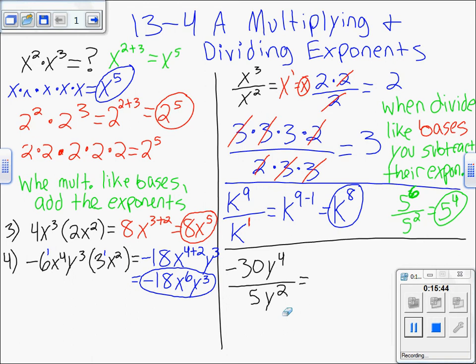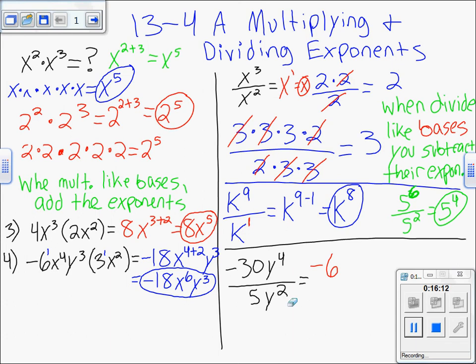Okay, so in this example right here, we have negative 30 times y to the 4th power, all divided by 5 times y to the 2nd power. Just like we mentioned when we were multiplying, we're going to go step by step, starting with the numbers, then the letters. So we start off with the numbers. Negative 30 divided by 5, a negative divided by a positive, well that's a negative. 30 divided by 5, that's 6.